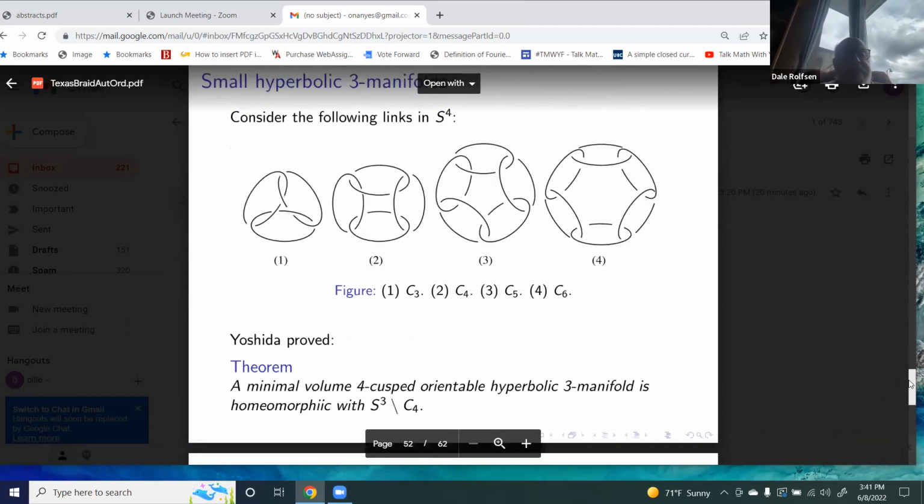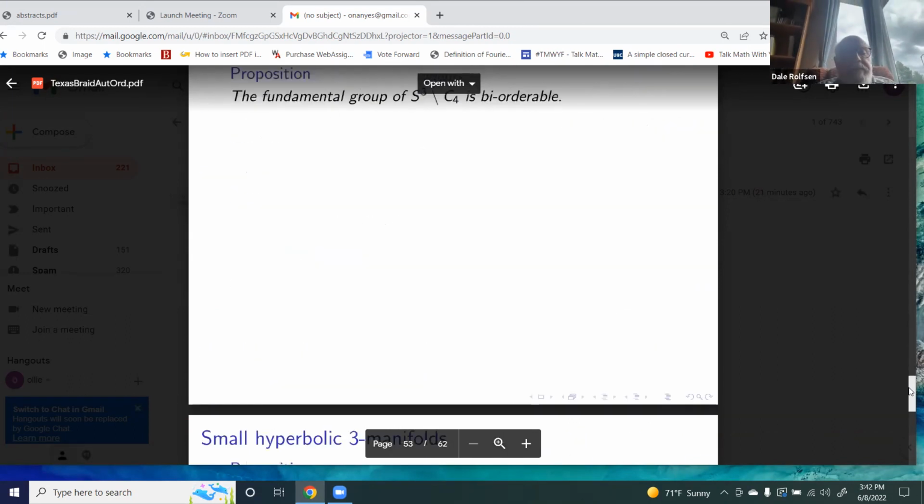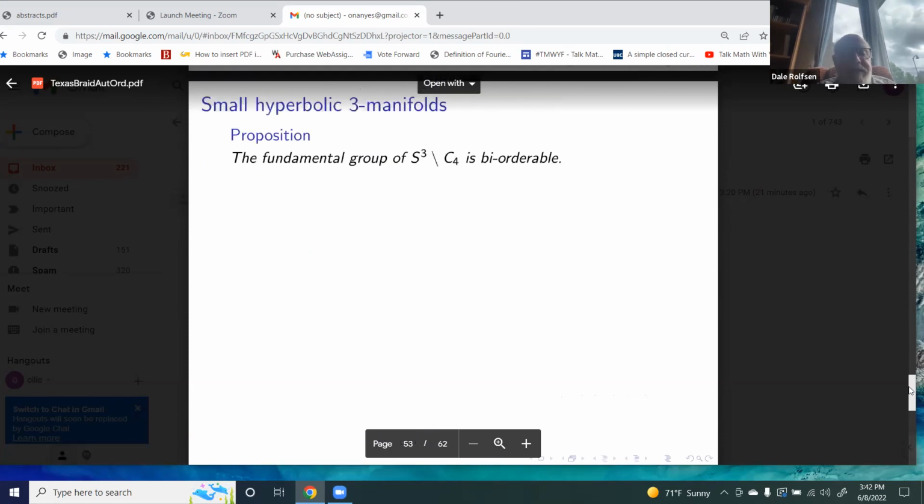Now look at these links, these minimally twisted chains of 3, 4, 5, and 6 components. It was proved that in the case of 4 cusps, the minimal volume hyperbolic 3-manifold with 4 cusps is homeomorphic to the complement of C4 in that picture. And I'm going to argue next that that complement is biorderable.